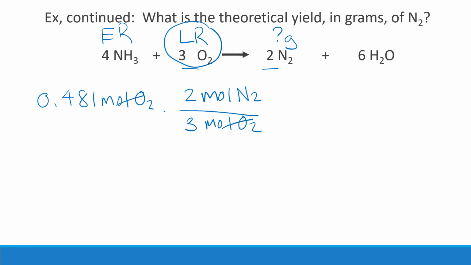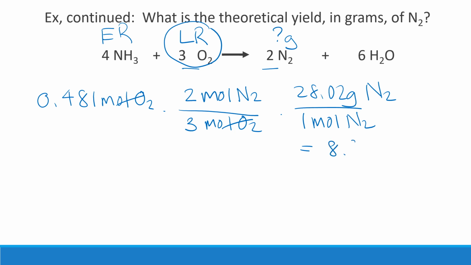Then I can convert moles of nitrogen to grams. 1 mole of N2 is 28.02 grams of N2. And so that works out to be 8.99 grams of N2. So I've taken my limiting reactant. Once I identify my limiting reactant, that's the starting point for everything, and I use that to figure out how many grams of a specific product I can make just by doing the stoichiometry.